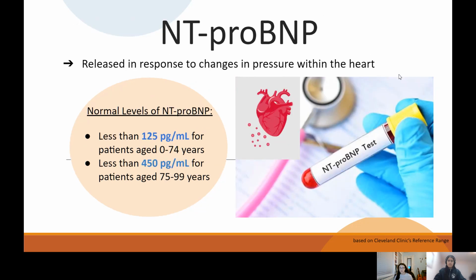Another blood test that's similar to it is the NT-proBNP. This is a subpeptide of the BNP. It's still measuring and looking for elevated numbers, but the numbers are slightly different with this blood test.